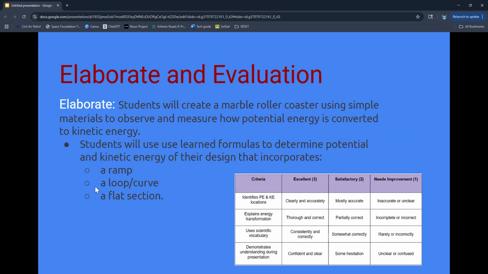Since the roller coaster introduction page does go into our assessment, our STEM project, we are going to talk about that here. They are going to create a marble roller coaster using simple materials to observe and measure how potential energy is converted to kinetic energy. They're going to learn formulas to determine potential and kinetic, and then they are going to create a roller coaster using simple materials around the classroom, and that incorporate a ramp, a loop curve, and a flat section. They will be evaluated using the rubric seen here.